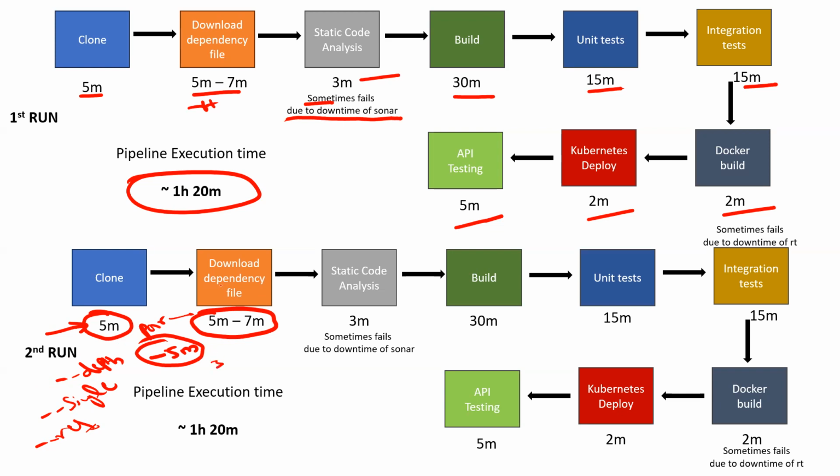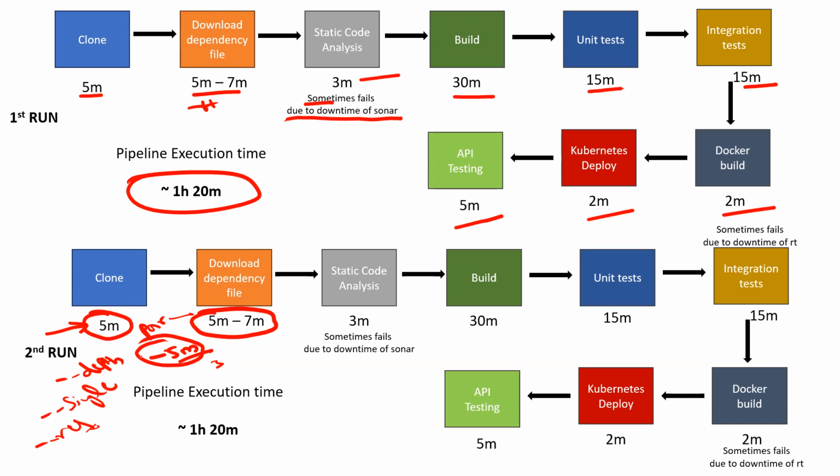Now, if download dependency file still takes 5 or 7 minutes, since I'm executing in parallel, it will still take 5 minutes itself. Assume that rather than spending 10 minutes, I am now spending 5 minutes for both cloning and download dependency. This is one improvement.